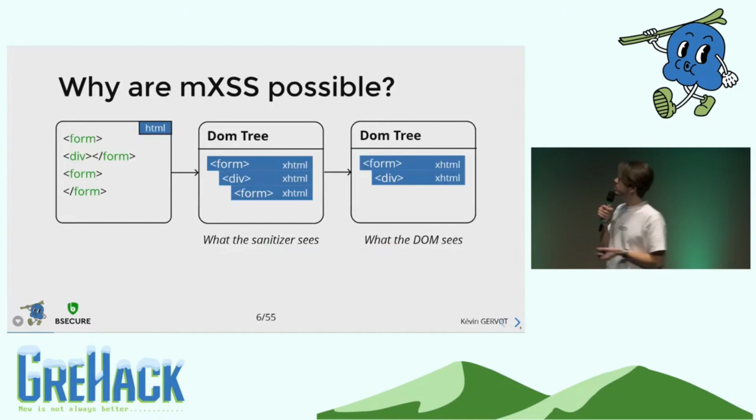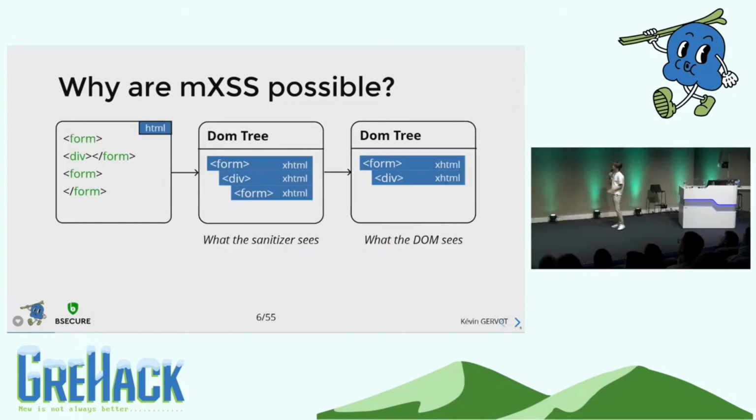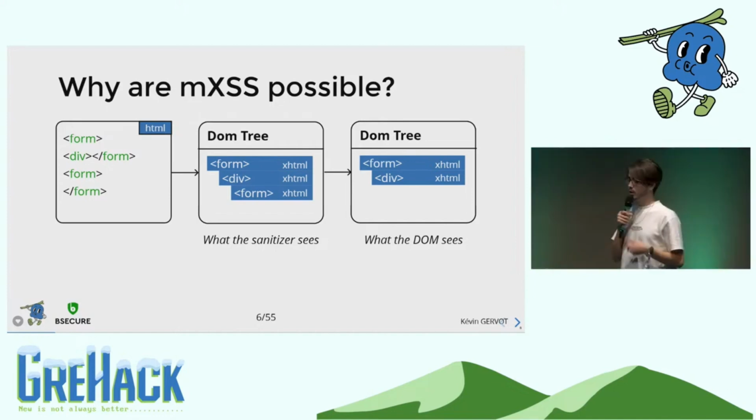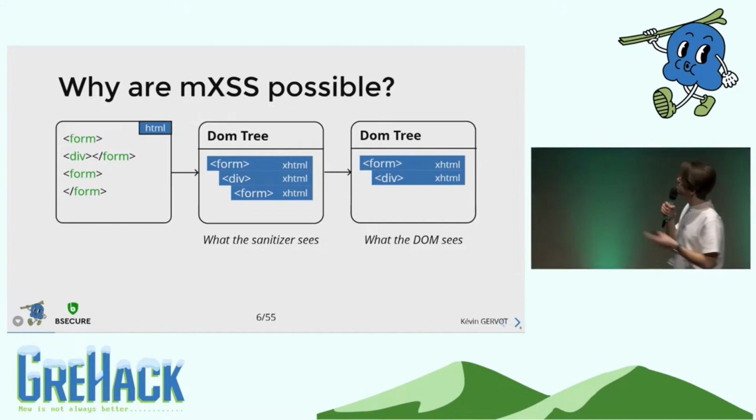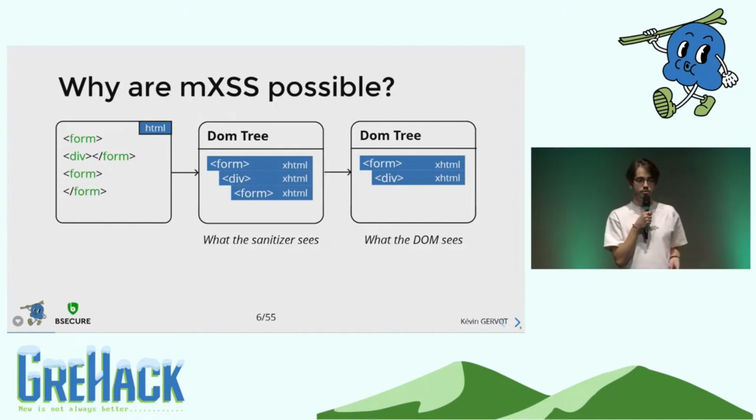So what does it mean? If we take the following string on the left and parse it twice, we can see that on the first parsing, which is what the sanitizer is going to see, we have a form which contains a div which contains a form. On the second parsing, this time we only have a form which contains a div. And this is what the DOM is going to receive.